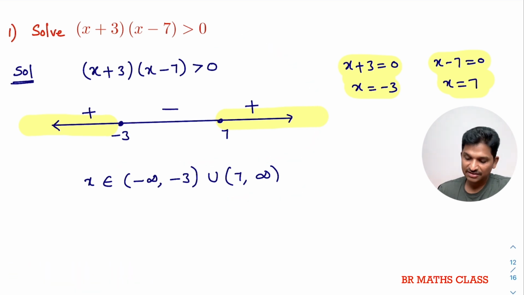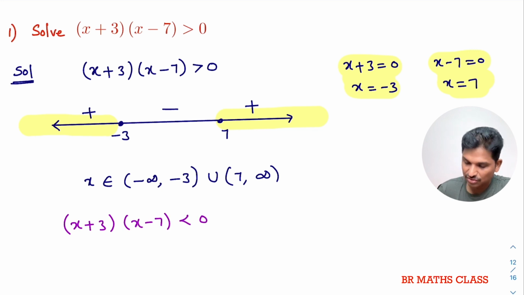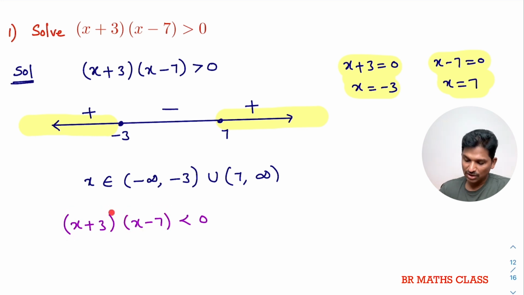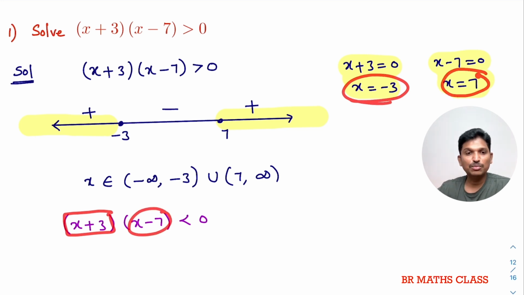Okay, suppose same question they given like this, x plus 3 into x minus 7 less than 0. Same question. What is the difference here? Greater than is there, here less than is there. In that case also what we will do, first you observe this, these are linear factors, x minus a into x minus b form, right? X minus a into x minus b form, yes or no? Yes. So what I will do, I will equate this to 0. What you will get? You will get x equal to minus 3. Next I will equate this to 0. I will get x equal to 7. I will mark them on the number line.